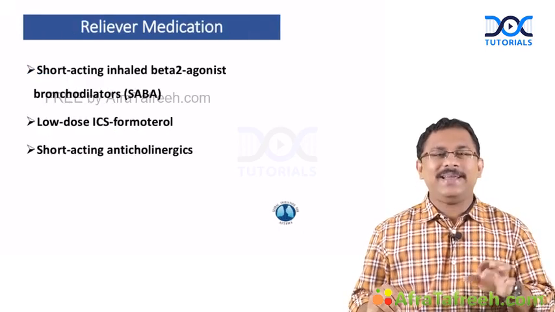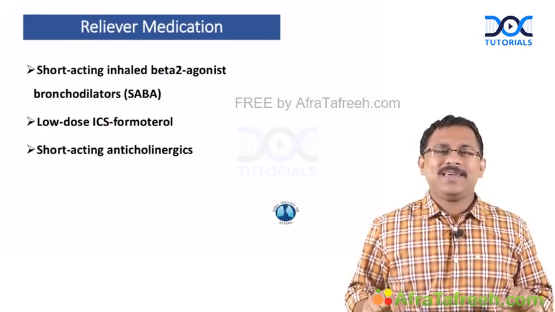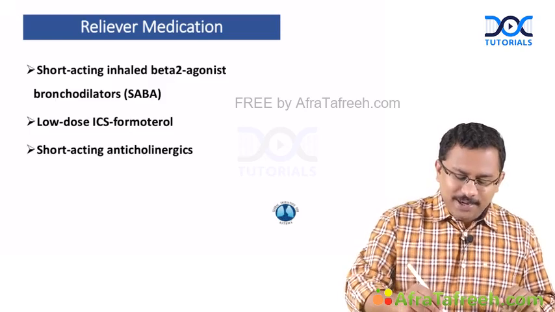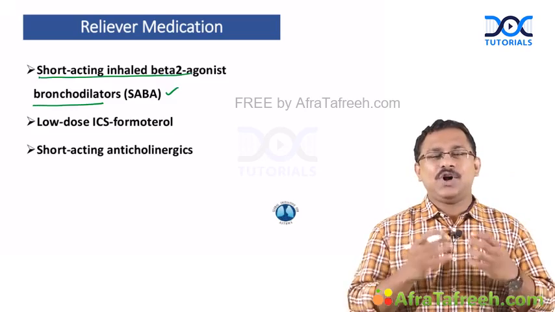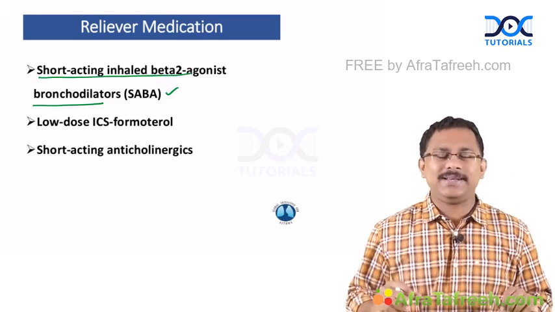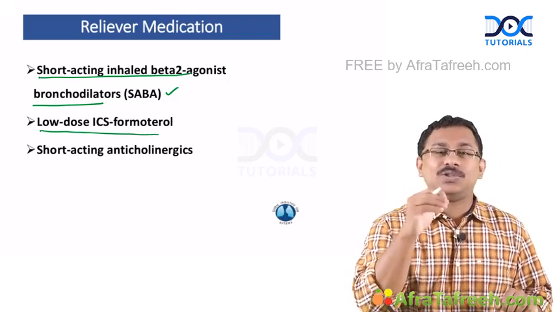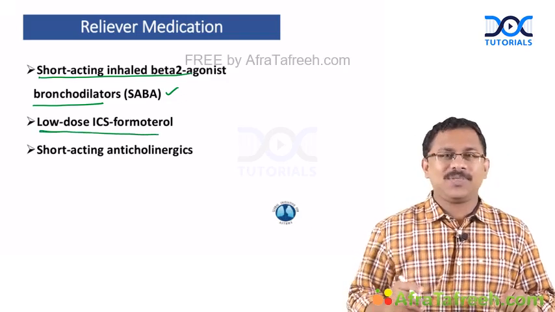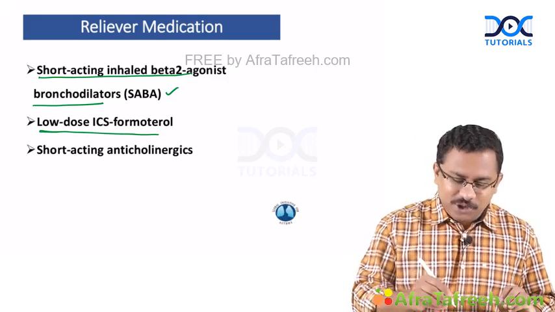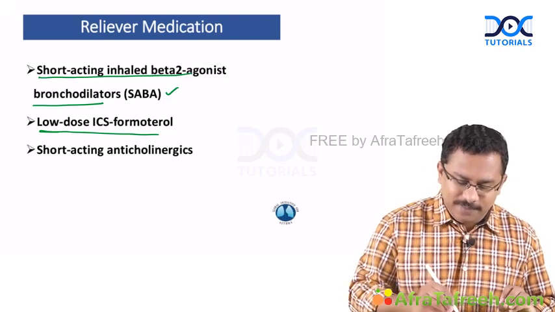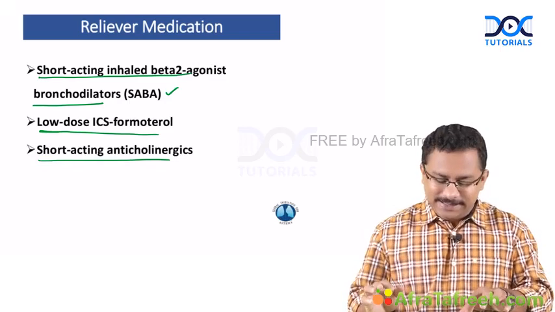Now the last group of medications are the reliever medications or the rescue medications. Now what are the options available? Here you have SABA, that is short-acting beta-2 agonist. Okay, short-acting beta-2 agonists, which are bronchodilators. You call it SABA. Then you can go for combination drugs like low-dose ICS-formoterol combination, which is again a preferred reliever. And then short-acting anticholinergics also can be given for reliever therapy. Okay, so these are the reliever medications available.